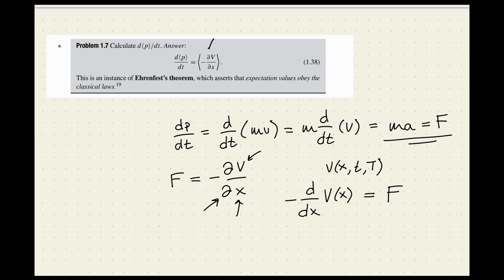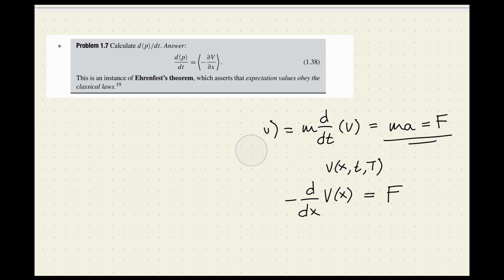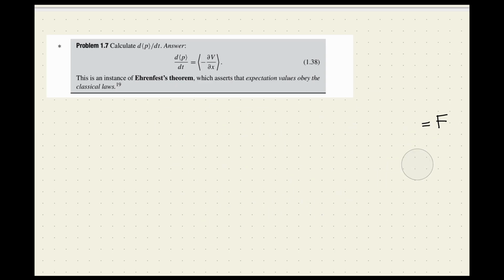And if you take the expectation value of this operator, it is equal to the time derivative of the expectation value of the momentum. All right. So Ehrenfest's theorem is pretty cool. It's a way of connecting classical mechanics to quantum mechanics. Now, how do you actually prove this?